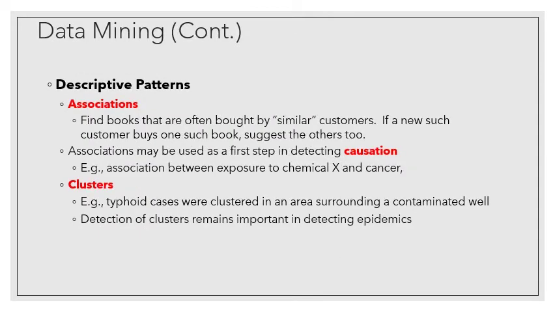Then another class of applications looks for associations. Here, associations is like, for example, find books that are often bought by similar customers. If a new such customer buys one such book, suggest the others too. And association may be used as a first step in detecting causation. For example, a certain chemical X can induce cancer or it can cause cancer.